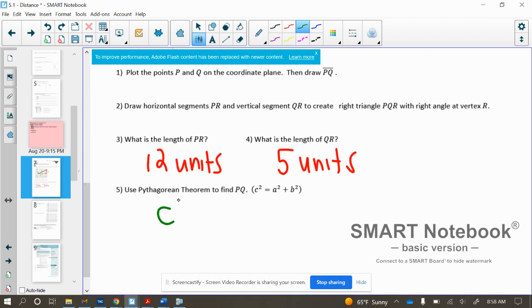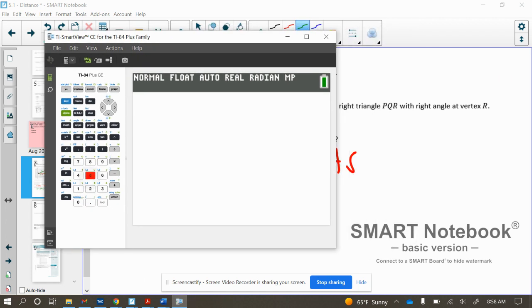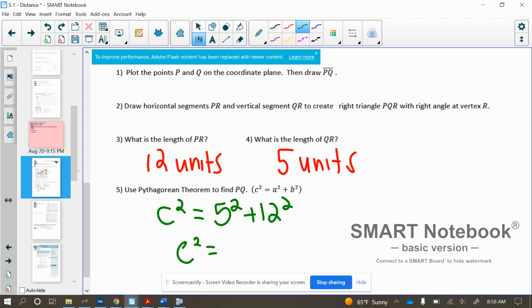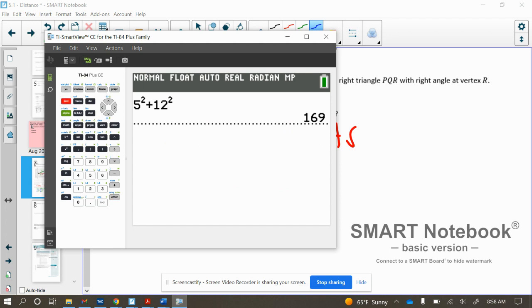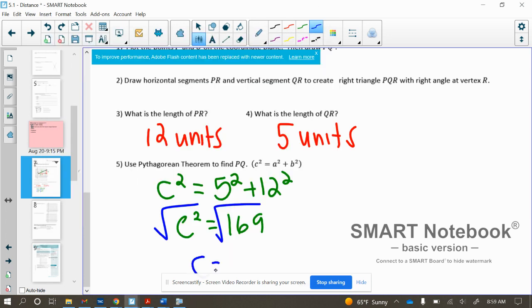So we're going to plug in C squared, which is what we're trying to find. And A squared and B squared are 5 and 12. So when we take our calculators, we're going to take 5 squared plus 12 squared. We get 169. And notice this is C to the second power. So to undo something to the second power, what we have to do is we have to square root. So in your calculators, you will hit second button, squared. That'll get you your square root symbol, 169. We're going to hit enter. We get a distance of 13 units from P to Q.